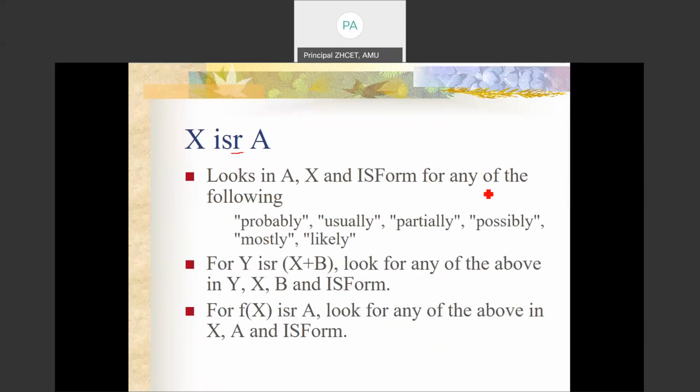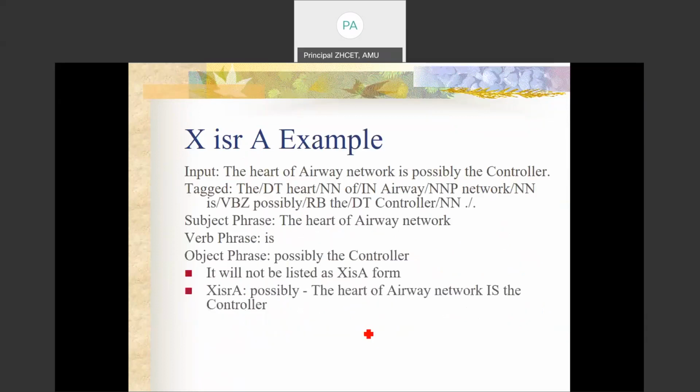Now coming to the addition of r in all five of them: look in A, X and the is form for any of the following: probably, usually, partially, possibly, mostly, likely. That will become small r. For Y is Rx plus B, look for any of the above in Y, X, B and the is form. For Fx is Ra, look for any of the above in X, A and the is form.